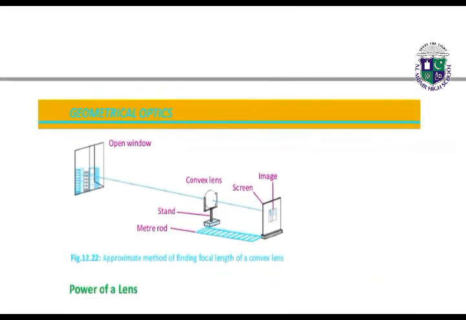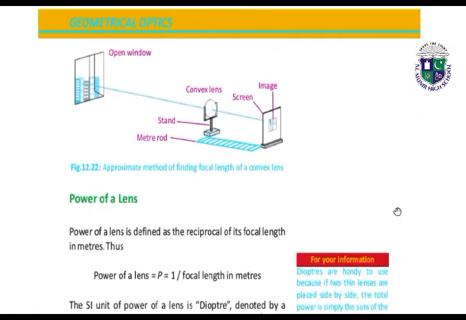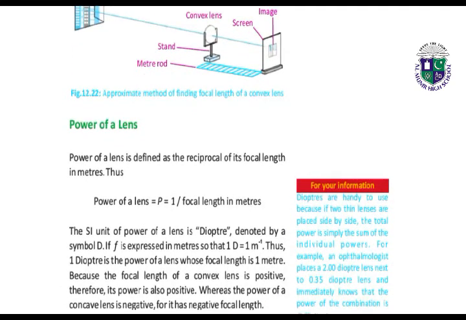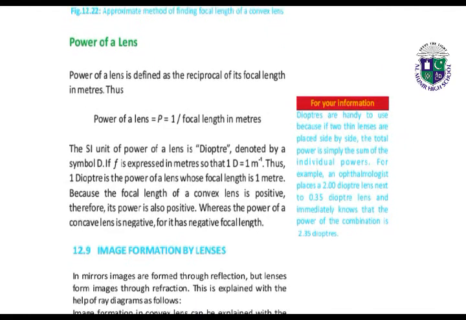Here we have the complete experiment. Here we have the open window. Here we have the convex lens. The image is formed on the wall or screen. So this figure 12.22 is showing the approximate method of finding focal length of a convex lens.